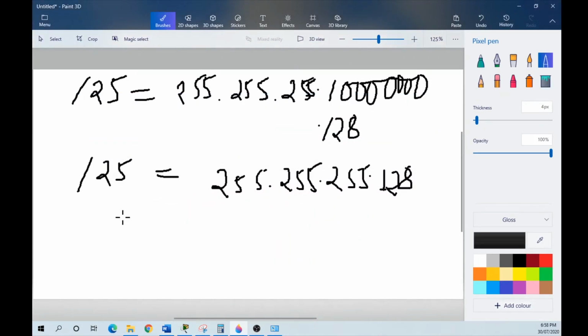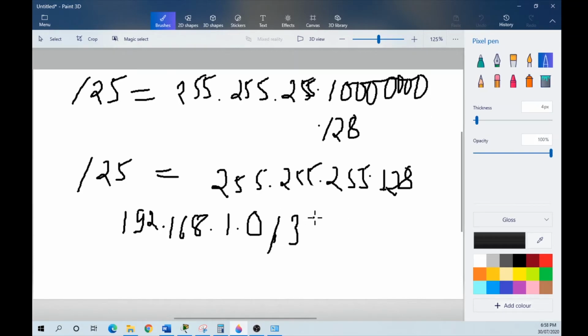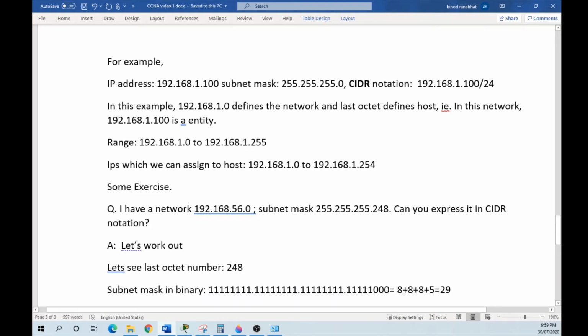What I'm saying is, if I have the network address 192.168.1.0, and I notify this one using /32, then it will represent just a single host. In this example, I'm going to show you the IP address and subnet mask, and as you know, we can represent it in CIDR notation. And we have to find the first host address on the network and the last address we can use from that range.